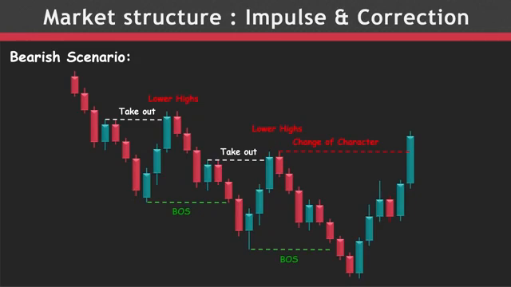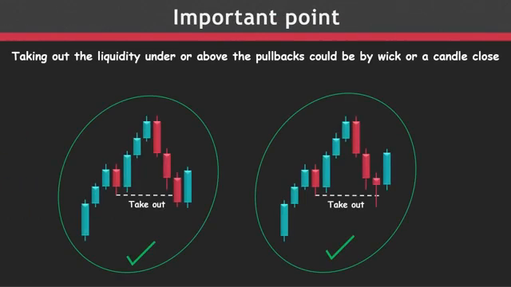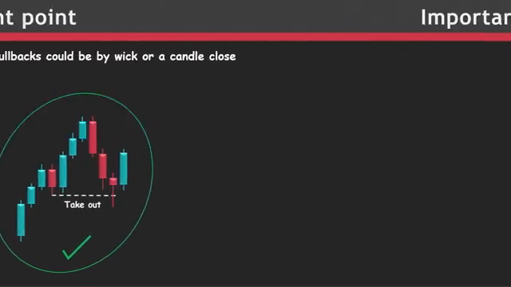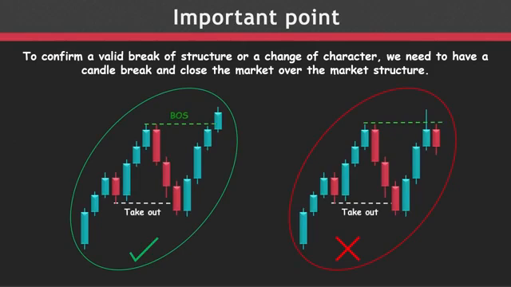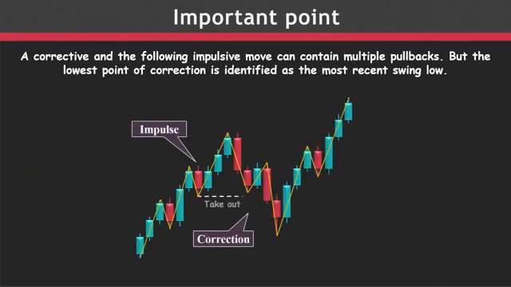Here comes a couple of important points. Taking out the liquidity under or above the pullbacks could be by wick or a candle close. Both of them are valid. To confirm a valid break of structure or a change of character, we need to have a candle break and close over the market structure. Wicking below or above the zone is not valid. A correction in the following impulsive move can contain multiple pullbacks, but the lowest point of the correction is identified as the most recent swing low.